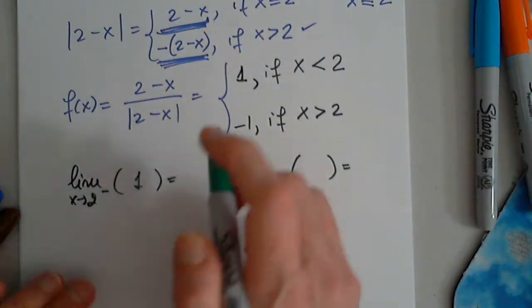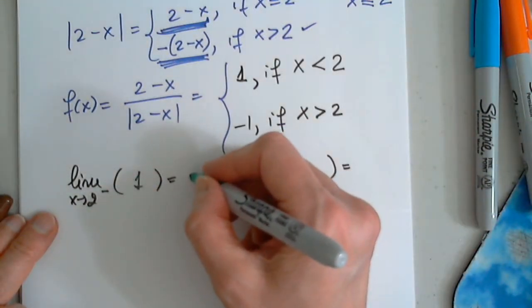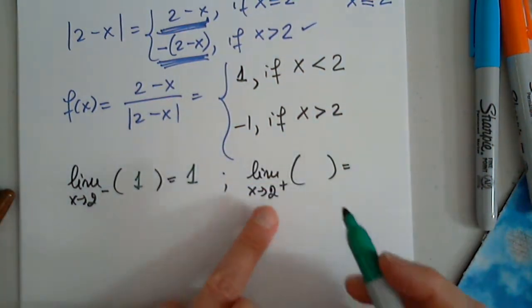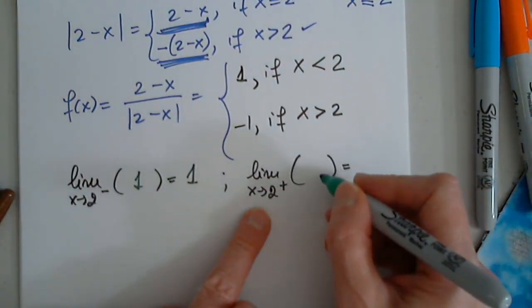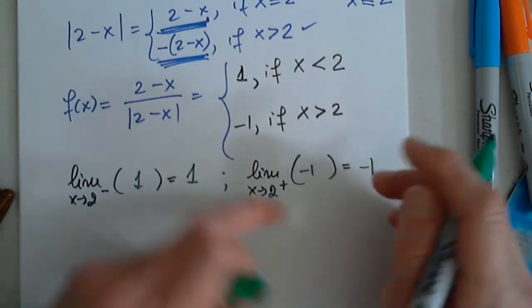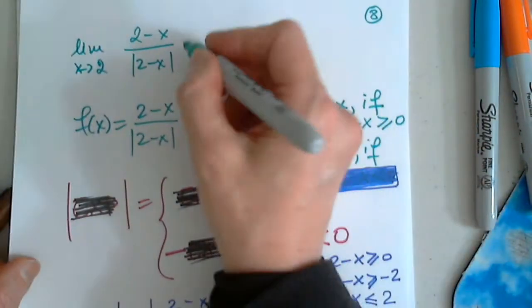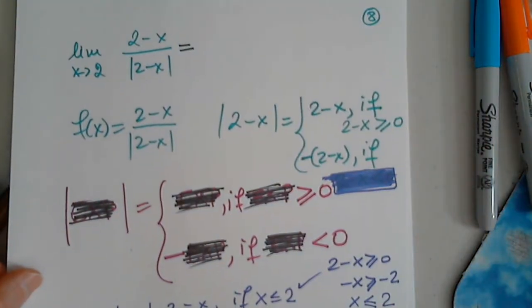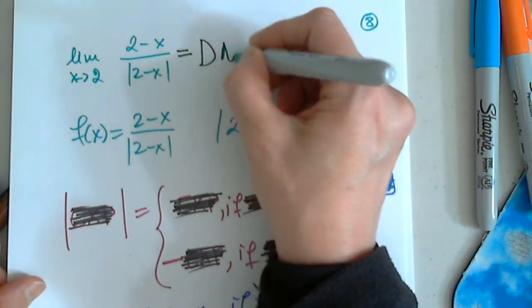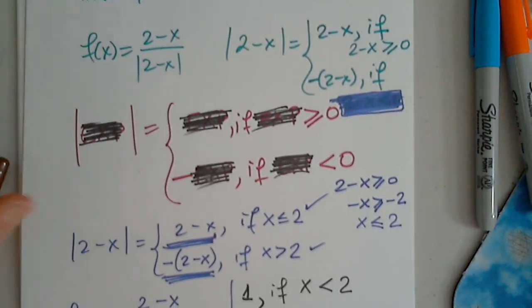2, 1. What is the limit? 1. Very good. The second one, from which function? -1. Very good. And the limit is? -1. Good. So now I can conclude. The limit doesn't exist. Very good. Thank you very much.